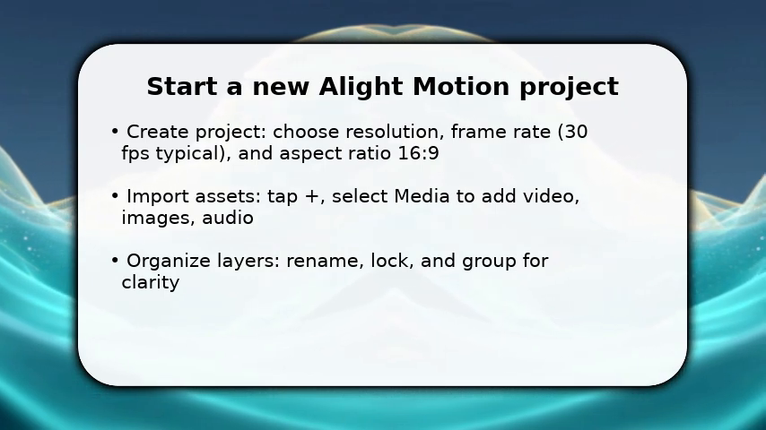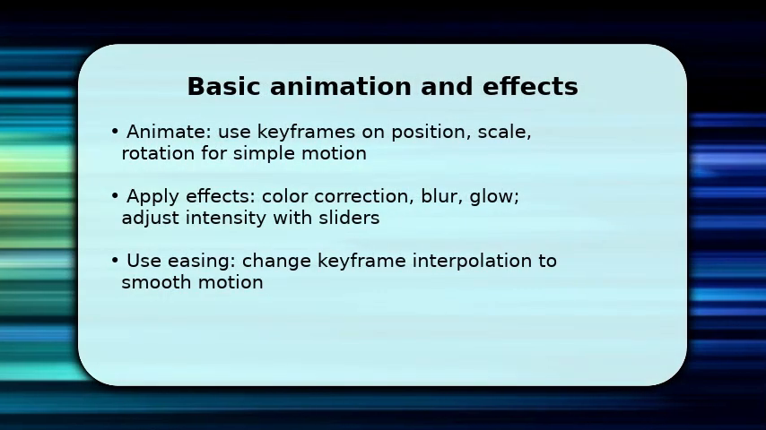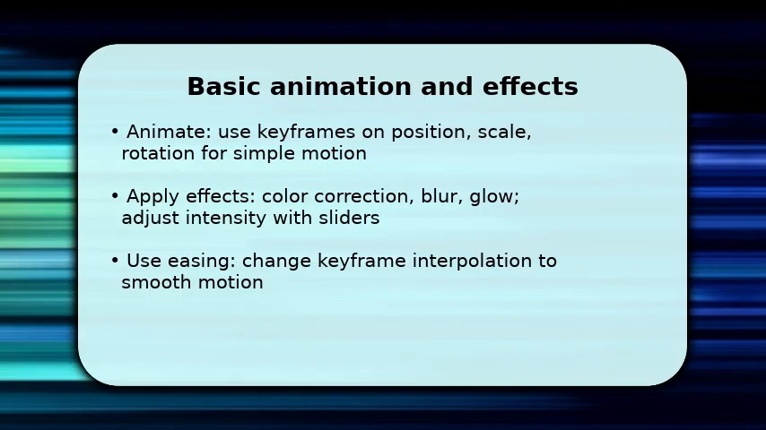You animate by setting keyframes on position, scale, and rotation. Tap the diamond to add a keyframe, move the playhead, adjust values, and Alight Motion interpolates between them.